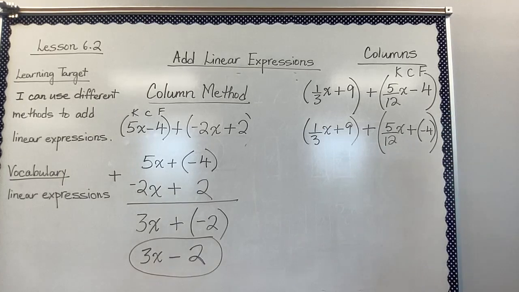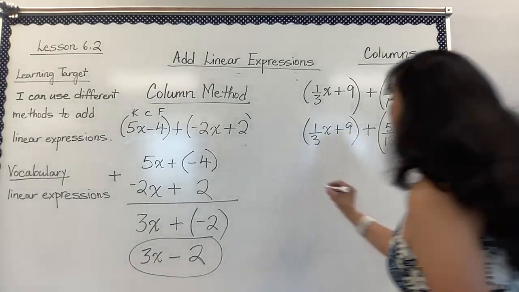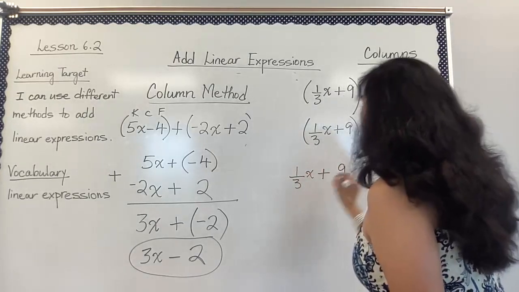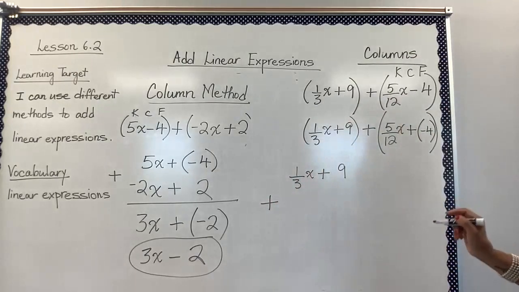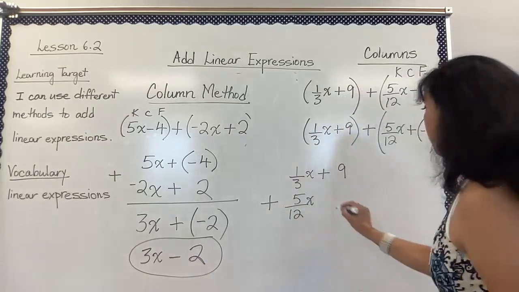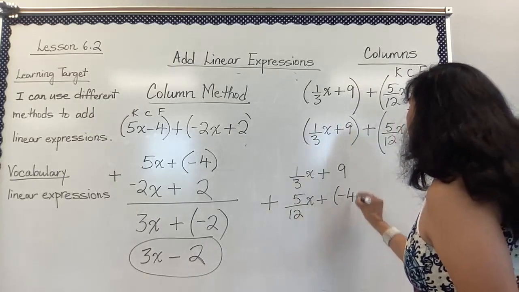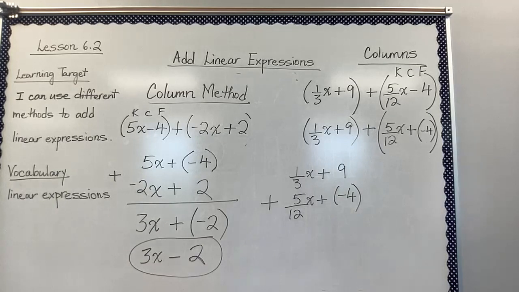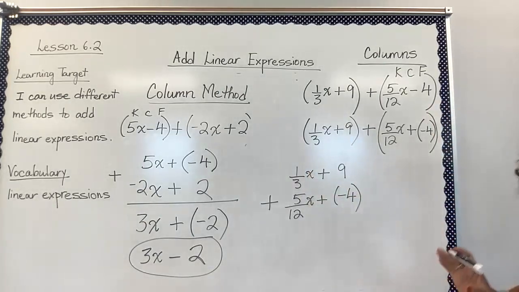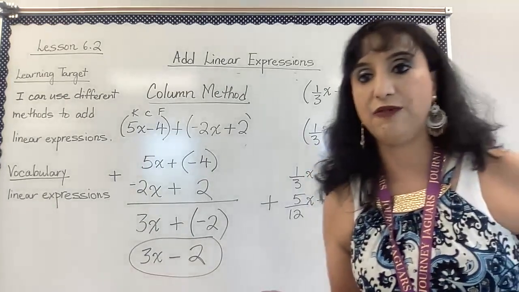Now next, I am going to arrange like terms in columns. So I am going to have 1/3 x plus 9, and I'm adding the linear expressions. I'm going to do 5/12 x plus -4. Now if I'm looking at this, always focus on the numbers in the front. Don't focus so much on the variable. Of course, you've got to add the variable at the end.